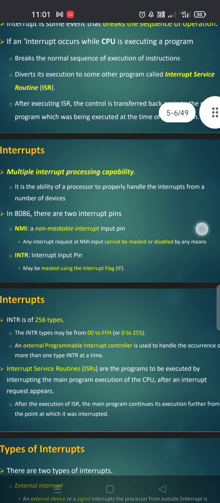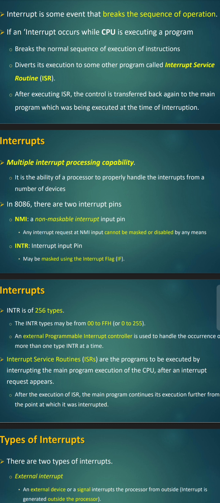Now suppose many interrupts occur. The processor will handle those interrupts. It is the ability of the processor to properly handle interrupts from a number of devices. If multiple interrupts are coming, the processor has the ability to process all those multiple interrupts. That we call multiple interrupt processing capability.